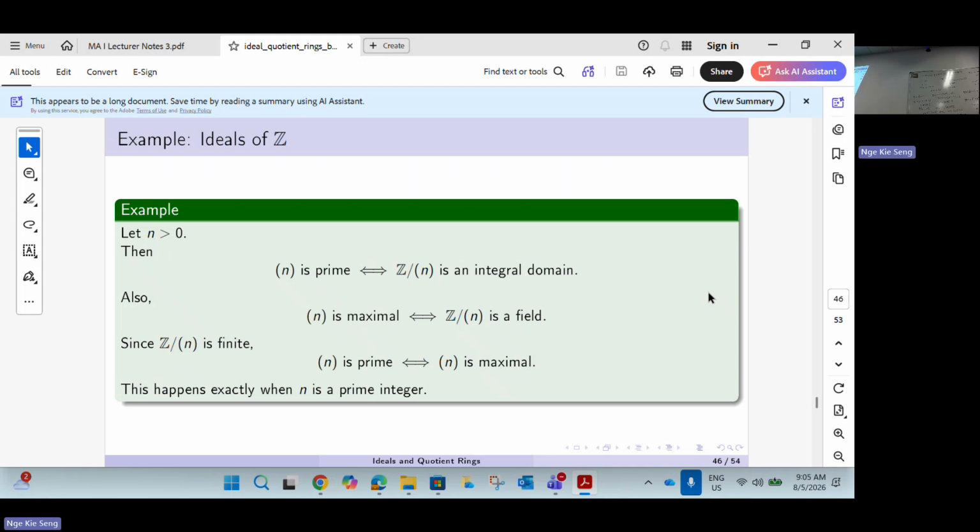Not necessary. Sorry. This is 0. Okay. We can have nonzero numbers and then get a 0.